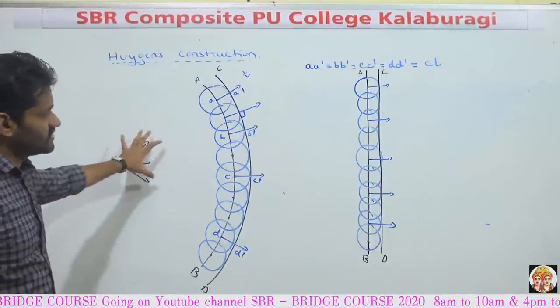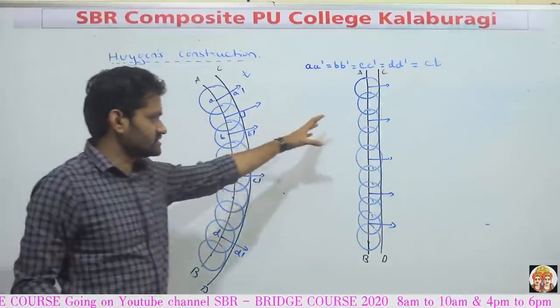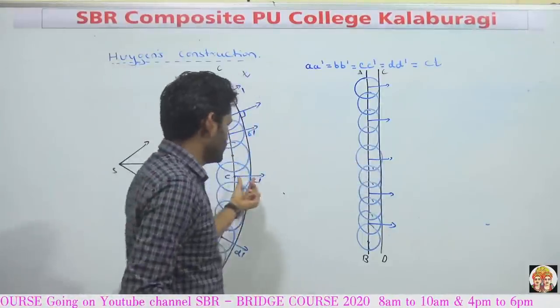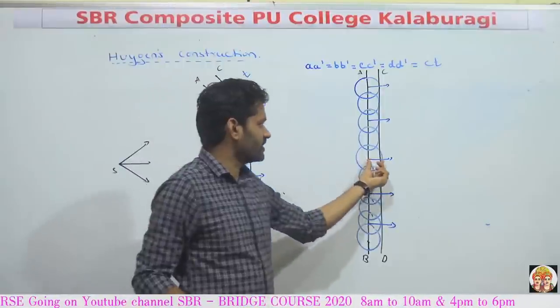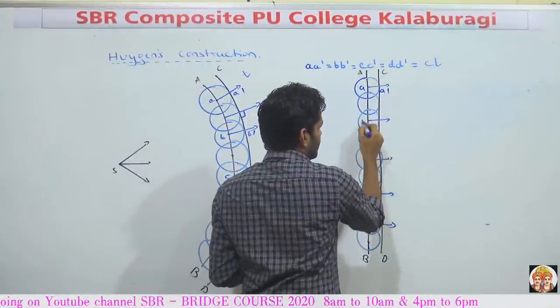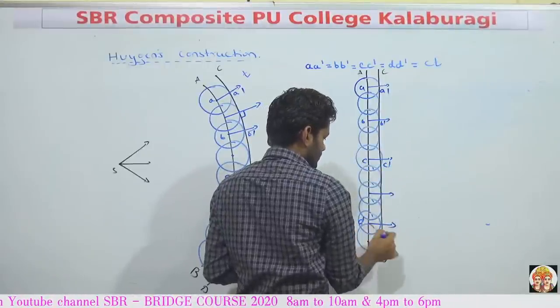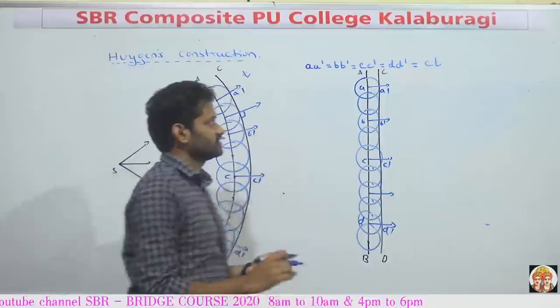So this is Huygens' construction about wavelets and wavefront. Yes. So this distance will be the same as over here, the same distance from here to here. We can represent AA dash, BB dash, CC dash, like that, and DD dash. Okay.